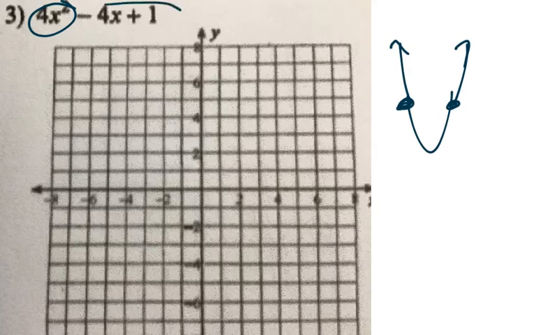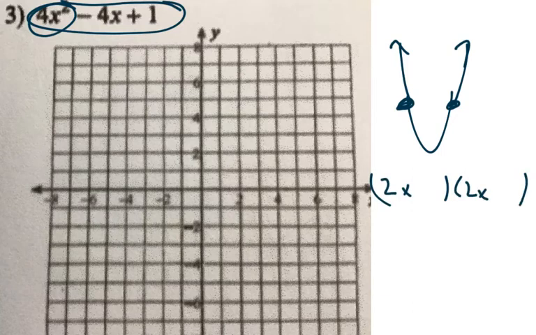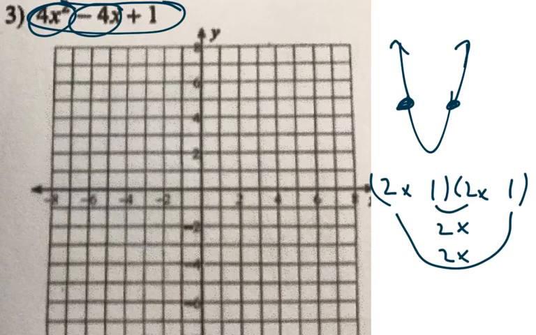But anyways, guys, believe it or not, we can factor that. Check this out. 2x times 2x. 1 times 1. Notice my inner loop is 2x. My outer loop is also 2x. So I can get negative 4x if I make them both negative, like so. So this is the factored form, guys.